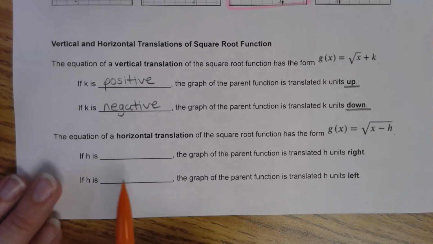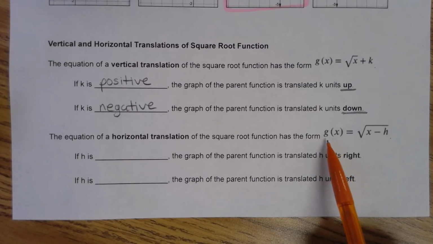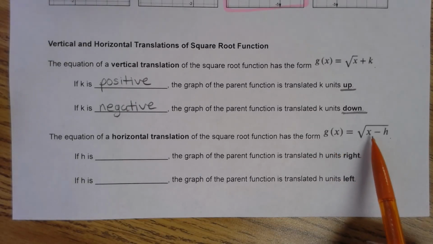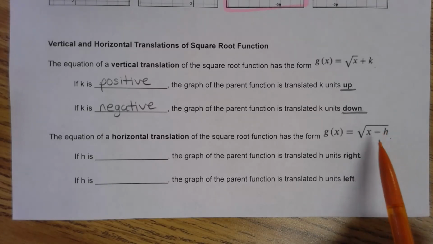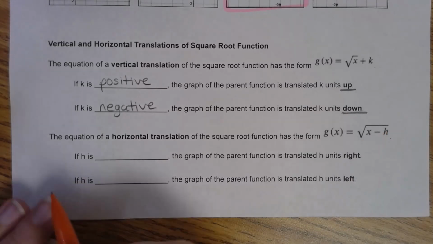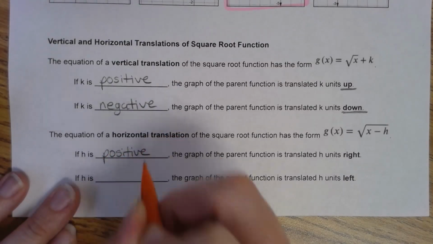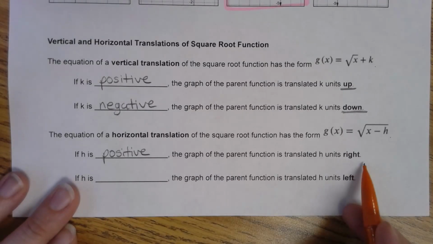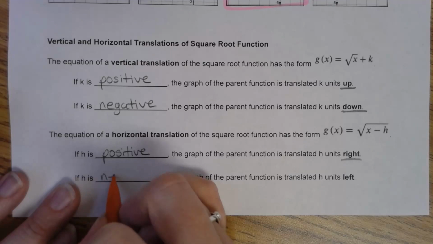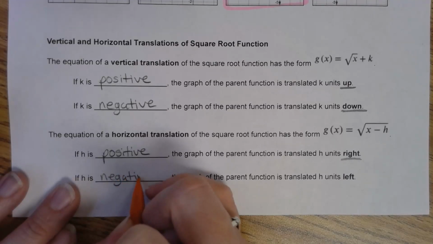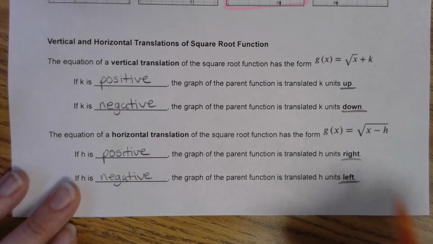Let's go ahead and look at horizontal translations. Those will be of the notation g of x equals the square root of x minus h, where that is on the inside of the radical. If h is a positive number, then our graph is going to translate h units to the right, and if it is a negative number, then our graph is going to translate h units to the left.